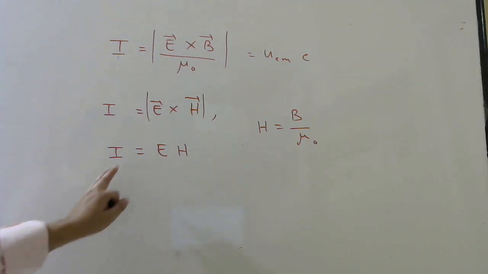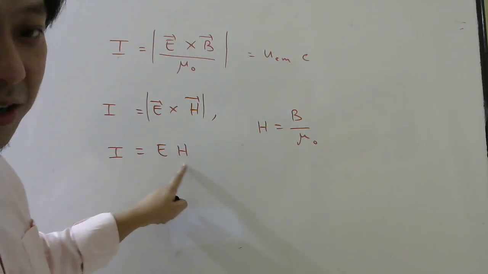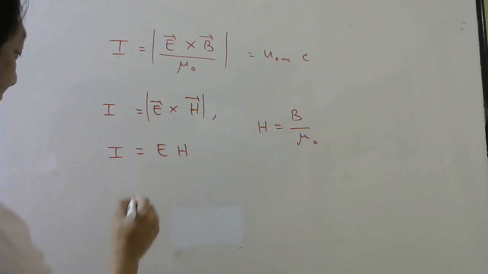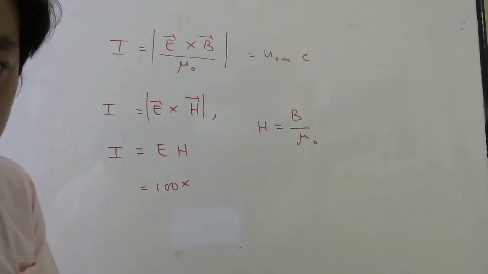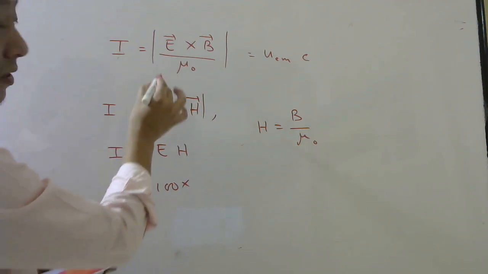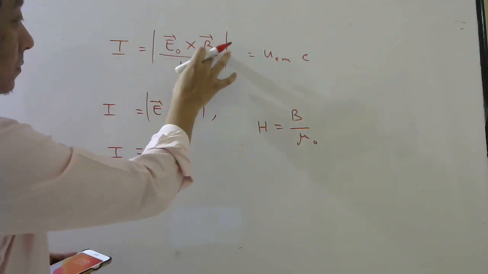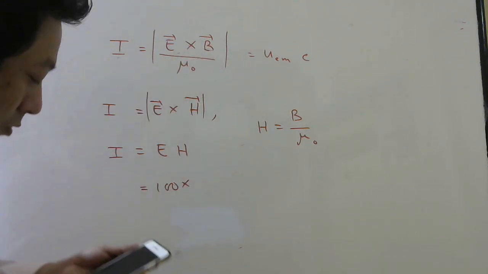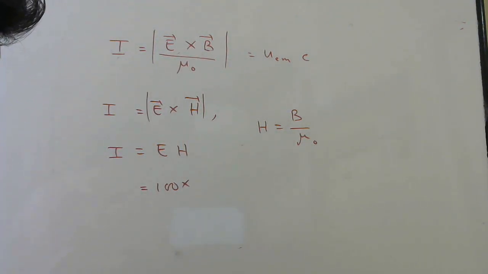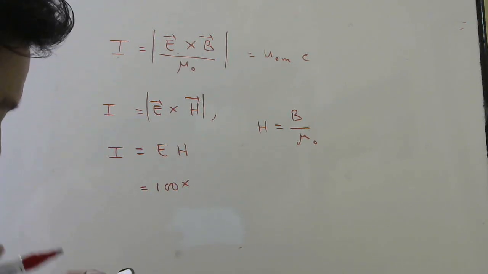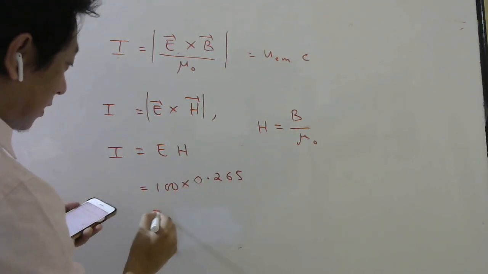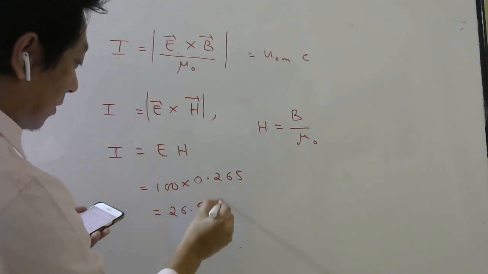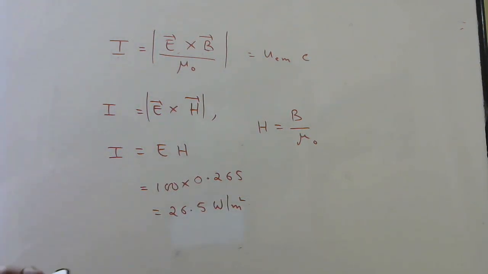So it's very interesting that intensity of a wave can be written directly as the product of electric field and magnetizing field. Now electric field was given 100, RMS values. If they don't say anything, RMS values you have to use, so don't write 2 here. That 2 will come if you write peak values. What is the value of magnetizing field they told? 0.265. So that will come 26.5 watt per meter square. This is option A.